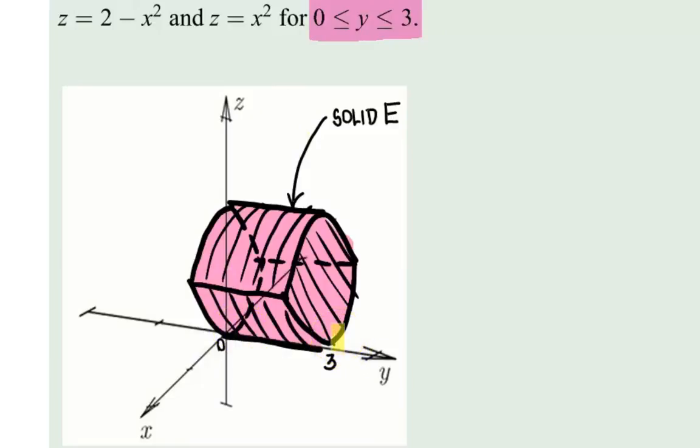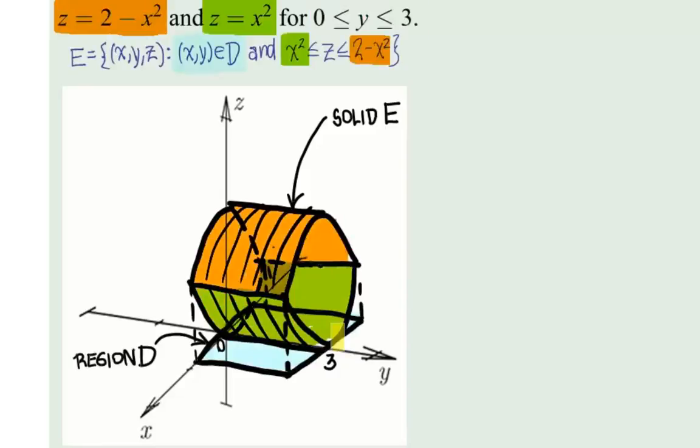Now this solid E can be seen in very different ways. First of all, I'm going to set it up as a type 1 region. So I'm going to say z moves between two continuous functions that depend on x and y. In this case, the top function is 2 minus x squared, and the bottom is x squared. And the region that I'm going to integrate over after that is the region D, which is a plane region that gives you a rectangle.